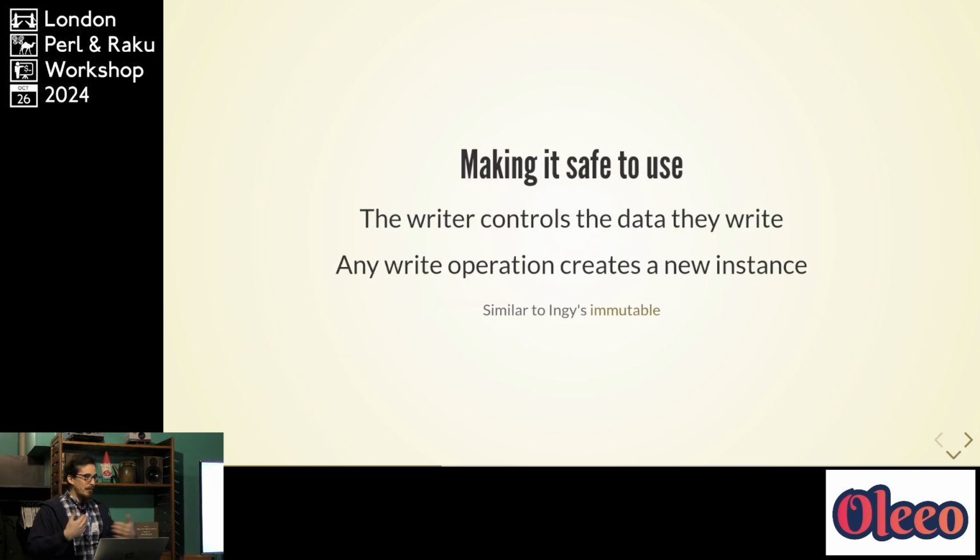But as you can imagine, passing a context object to other code that will do whatever it does with it makes for a pretty awkward object to use. So in order to make it usable, there's two features that this context object has. One is that whoever writes the data has control over who has access to that data. And we can talk about how that is implemented, but the implementation doesn't matter that much. And the other thing is that, a little bit like Ingy's immutable distribution on CPAN, these objects are immutable. You can write to them, but when you write to them, you get a new instance. The original instance is left alone.